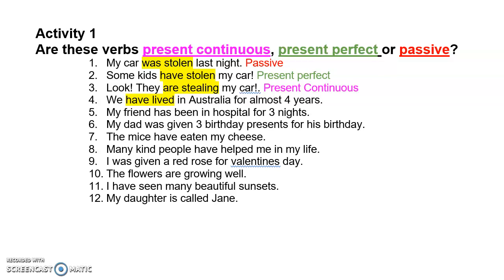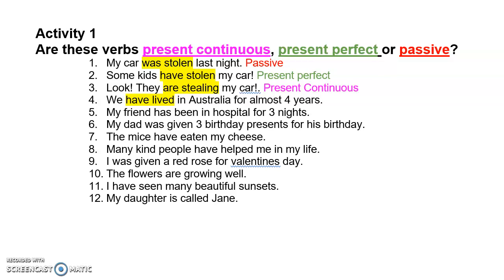Number 10, the flowers are growing well. The verb, are growing. The first verb is a to be verb. The second verb is an ing verb. So this tells us it is a present continuous verb.